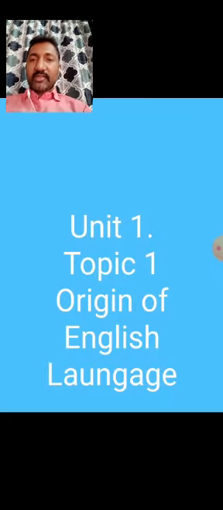Today we are going to discuss paper 10 of BSM 5. The name of paper 10 is History of English Language. In History of English Language, in paper 10, we have 4 units. From these 4 units, we are going to discuss Unit 1. In Unit 1, the first topic is the origin of English language. So, I want to say something about the origin of English language.